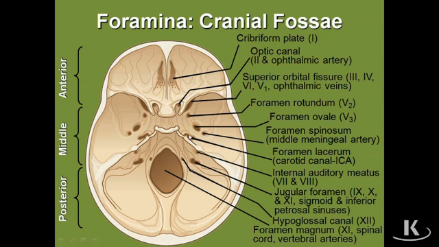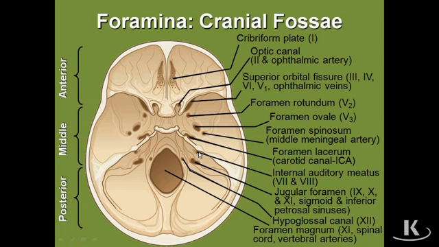More posteriorly, we have an opening that's called the foramen lacerum, but the important part of the foramen lacerum is the most medial end of the foramen lacerum, which is also called the carotid canal. And what passes through that is the internal carotid artery that comes up into the cranial cavity through that opening. Passing into the posterior fossa, we have the internal auditory meatus, which contains cranial nerves 7 and 8, facial and vestibulocochlear nerves.